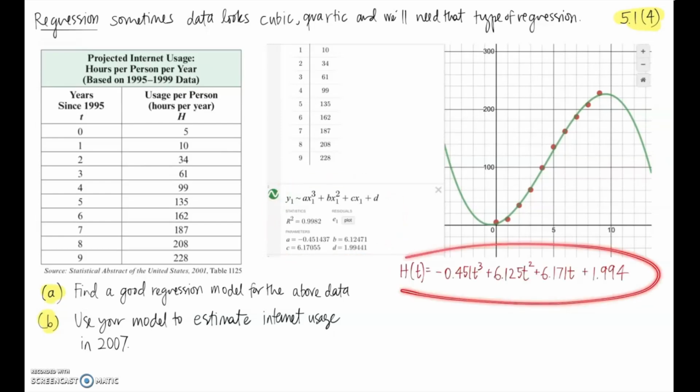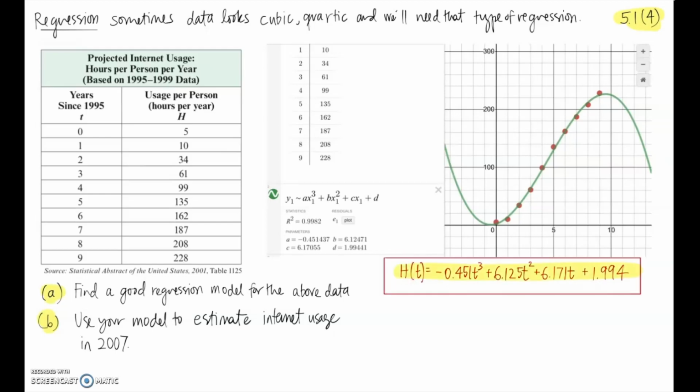And so here it is. Here's my regression model. I can input any year, and this model will estimate the number of hours the typical person uses per year on the internet. And the R-squared was so good, so I can say that I've done the first thing that they asked me to do. The second thing they asked me to do is use our model to estimate internet usage in 2007. So this would be when t equals 12.